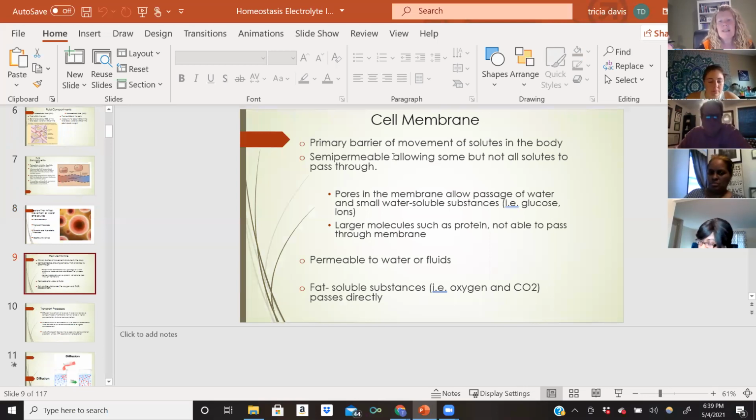So when we talk about cell membrane, so this is our primary barrier of movement of our solutes in the body. It is a semi-permeable membrane.